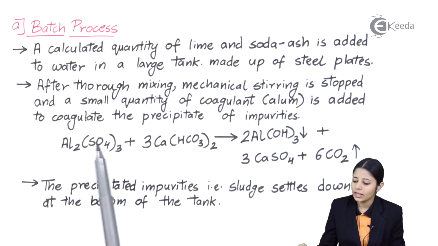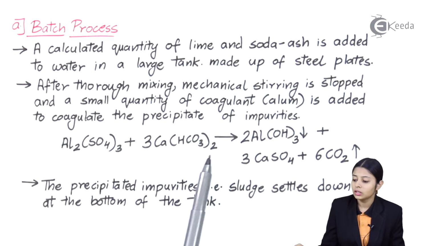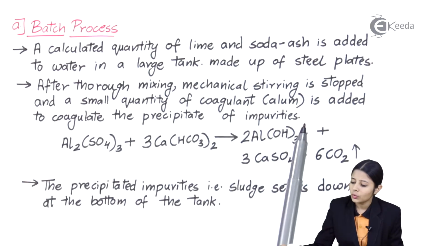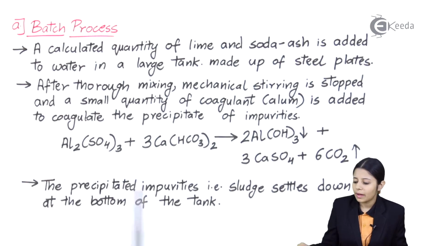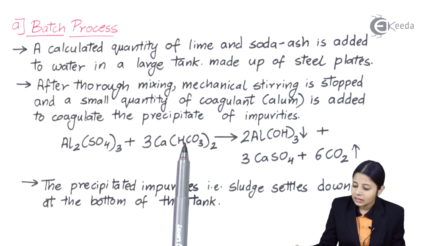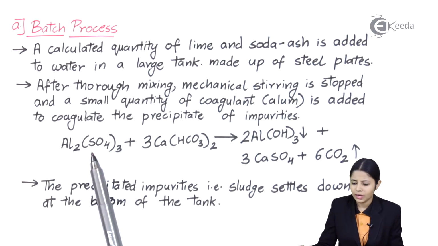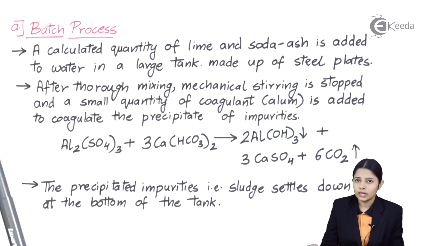I have Al2(SO4)3 plus 3Ca(HCO3)2, giving me 2Al(OH)3, which is a precipitate, plus 3CaSO4 plus 6CO2. Pay careful attention to the balancing because it has quite a number of brackets. Over here, this bracket is thrice as well as twice, but if I consider this bracket, it is only thrice because I do not have any coefficient over here. So it is very important to pay focused attention on the balancing of it.